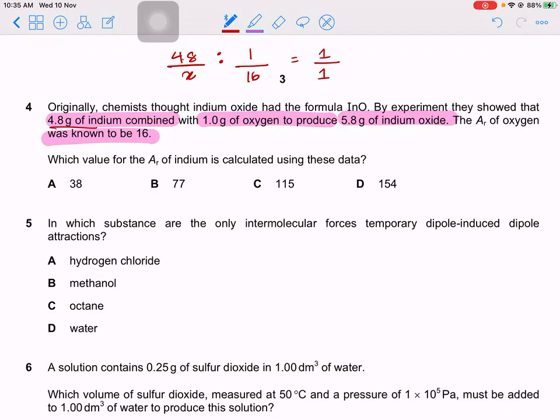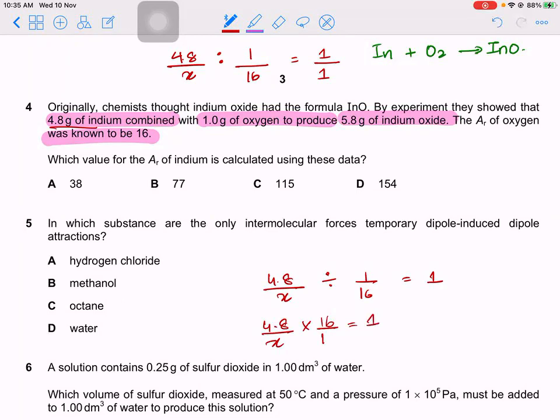Now they're saying, what is the Ar of indium? So you know that In plus O2 gives In2O... Now let's see, they're saying, what is the Ar of oxygen, Ar of indium? So we know that 4.8 divided by X, divided by 1/16, is equal to 1. So 4.8 divided by X times 16/1 is equal to 1. So you can find the value of X.